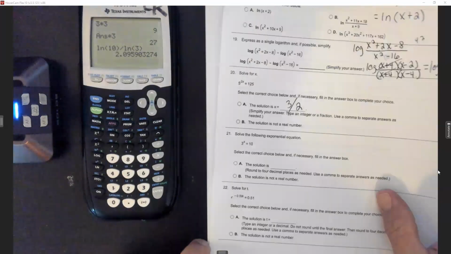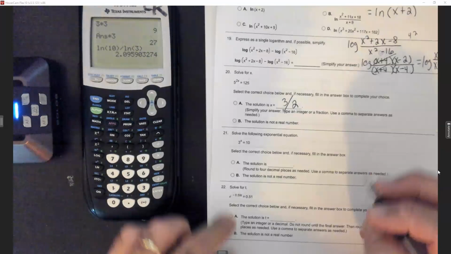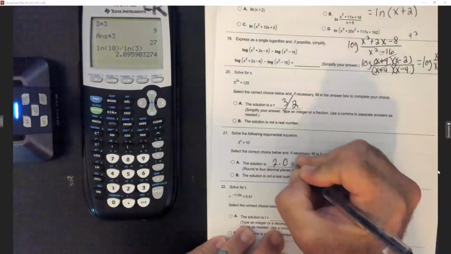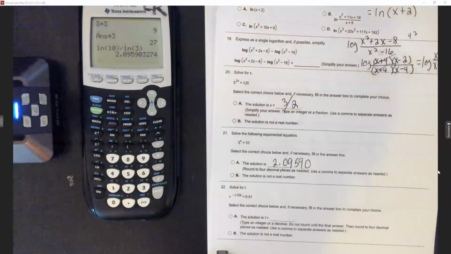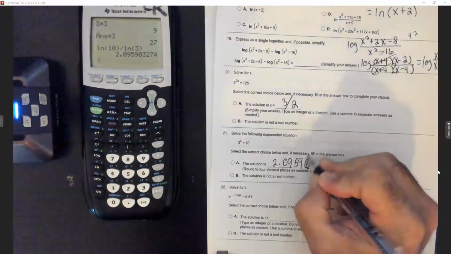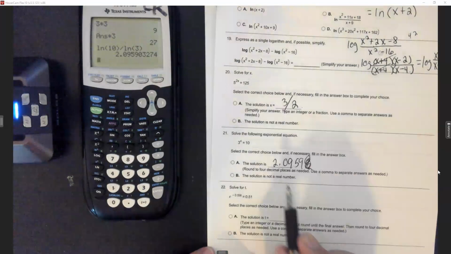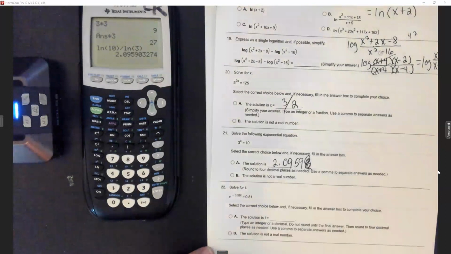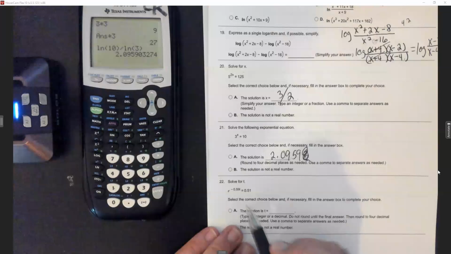All right, so I would punch that in here, 2.09590. Oops, 5.9, right? Trying to go too far, 4 decimal places, 1, 2, 3, 4. All right, the next one says, solve for t.